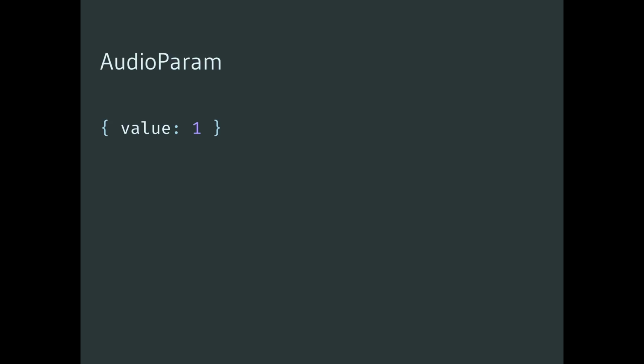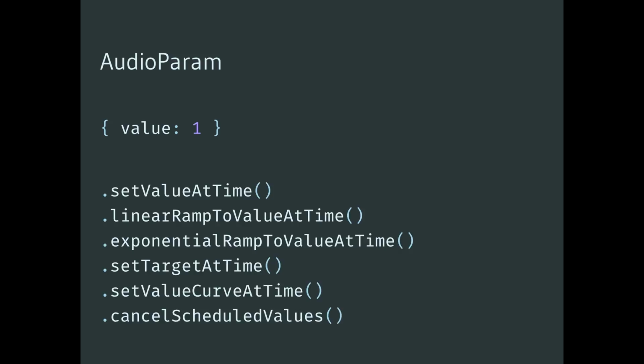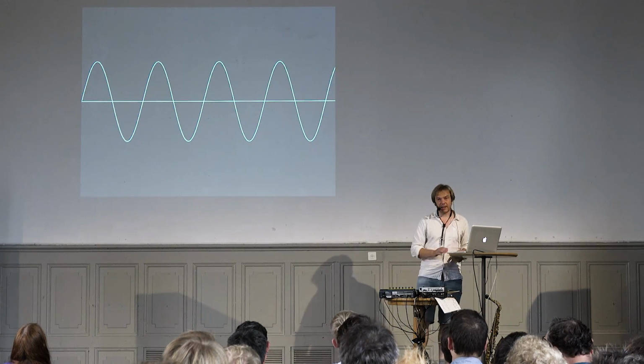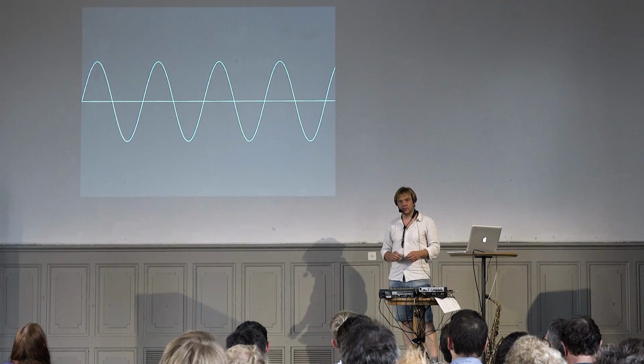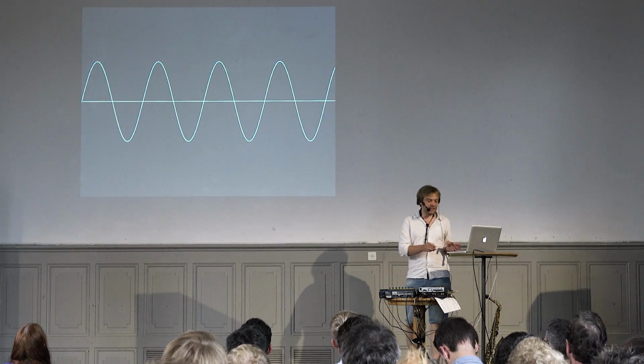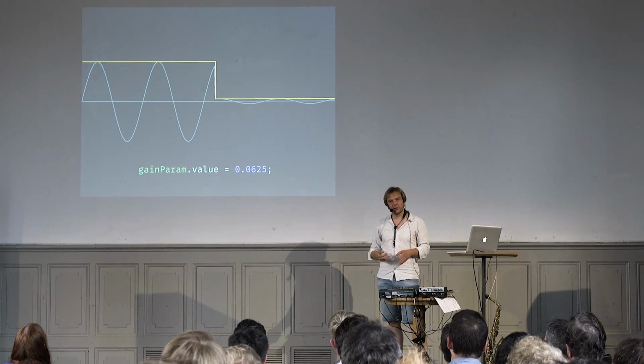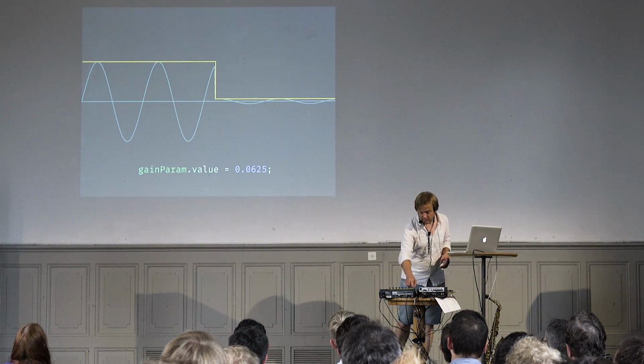So an audio parameter has a value, and it also has a number of methods. It's very tempting when we want to change these processes, it's very tempting just to set the value directly. I'm going to show you why you shouldn't do that. I'm going to play back in a minute a sine sweep, and I'm going to set the value halfway through the sine sweep so that we get a change in the gain, a volume change. Let's have a listen to that.